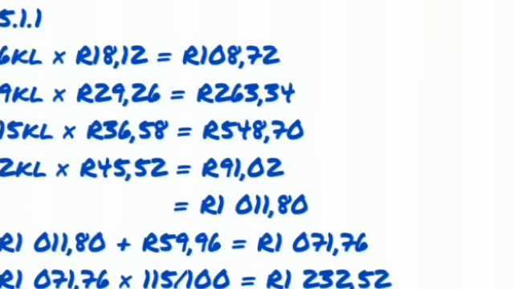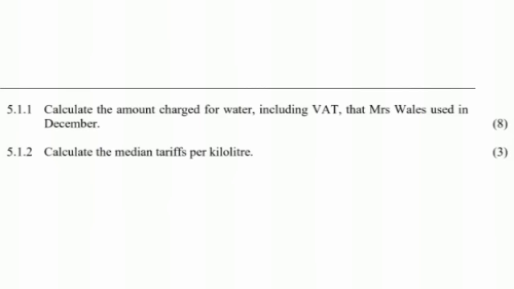1,011.80. Remember, there was also a charge for sanitation at 59 rands and 96 cents. So you're going to add it and it brings your total to 1,071.76. Don't forget VAT. Include VAT with a fraction 115 over 100 and it gives you 1,232.52. 5.1.2 wants you to calculate the median tariffs per kiloliter.